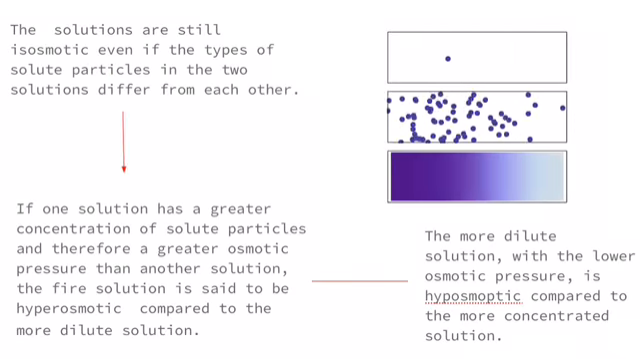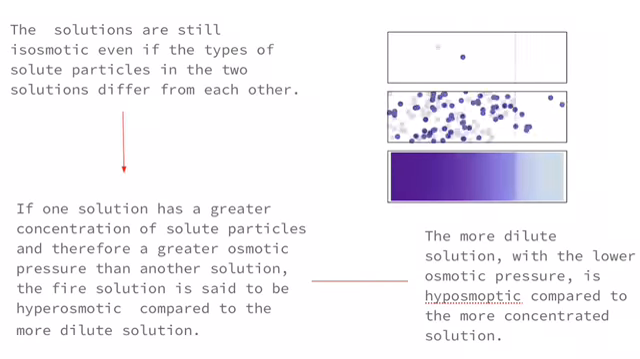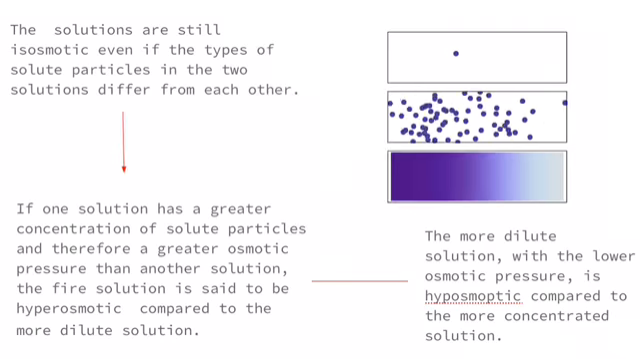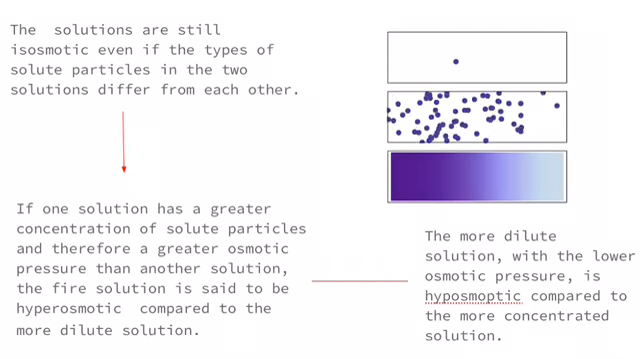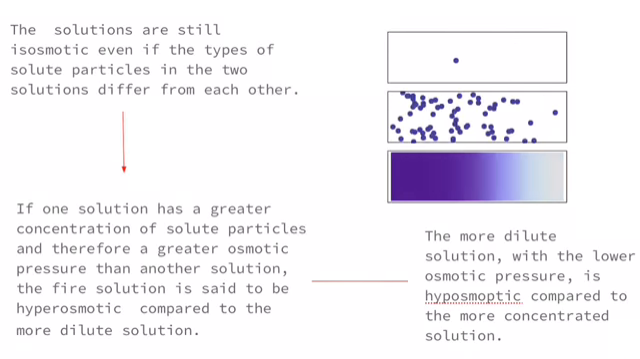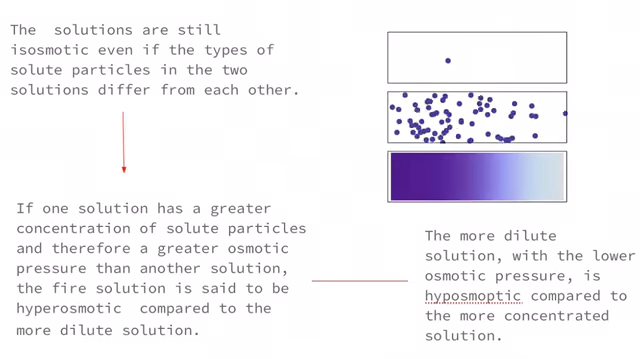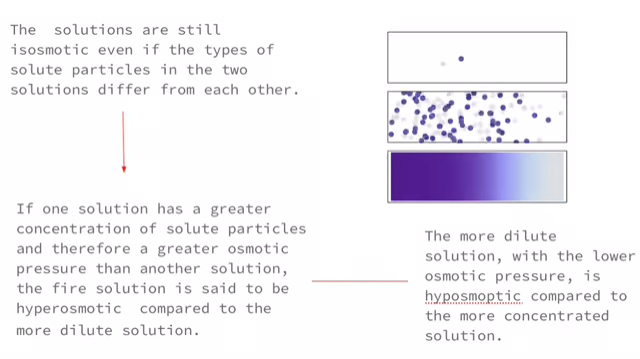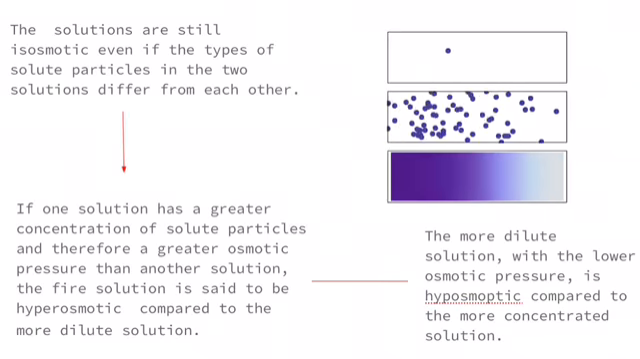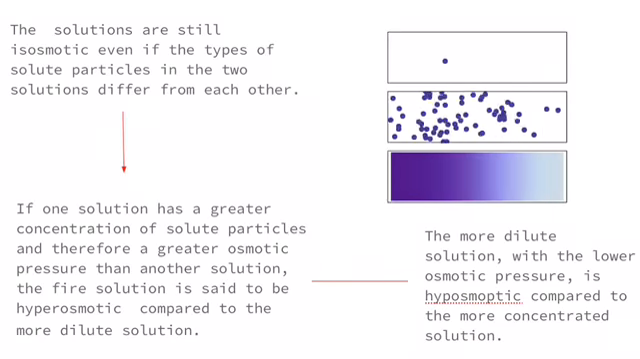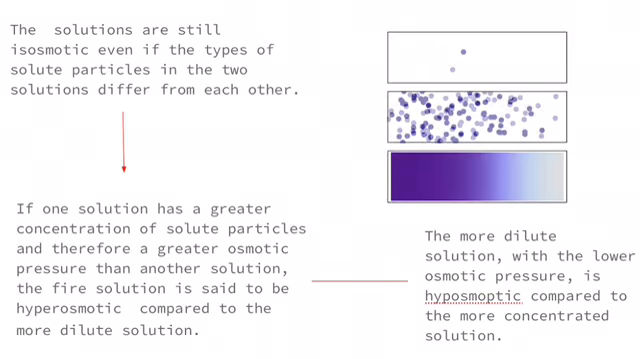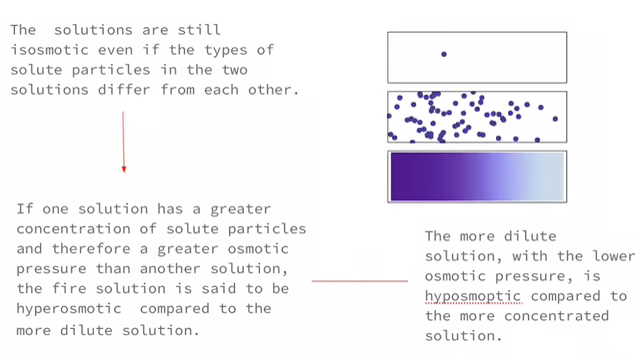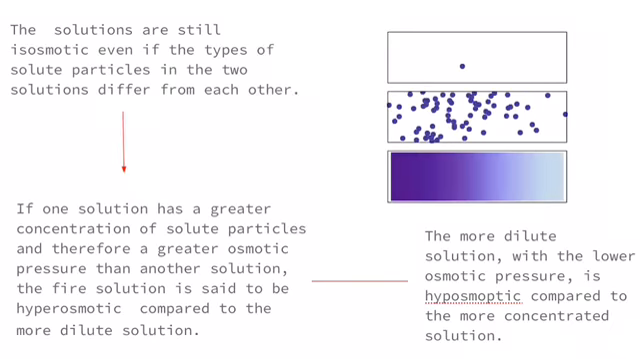Solutions are still osmotic even if the types of solute particles in two solutions differ from each other. One solution may have a greater concentration of solute particles and therefore a greater osmotic pressure than another solution. The first solution is said to be hyperosmotic compared to the more dilute solution. The more dilute solution with the lower osmotic pressure is hyposmotic compared to the more concentrated solution.